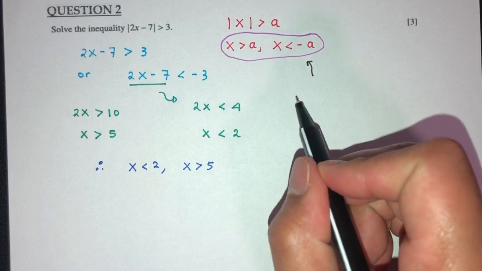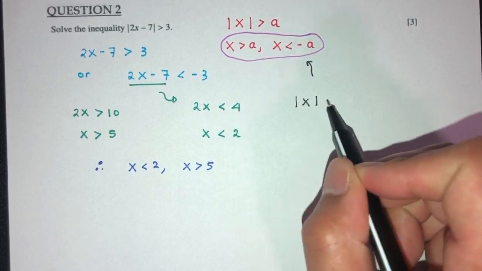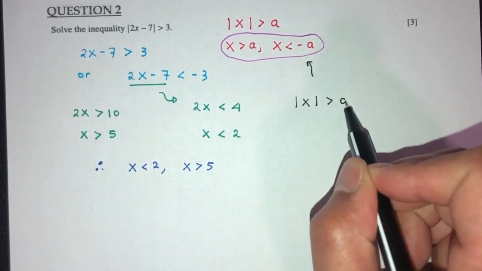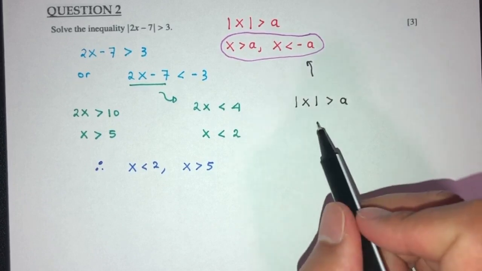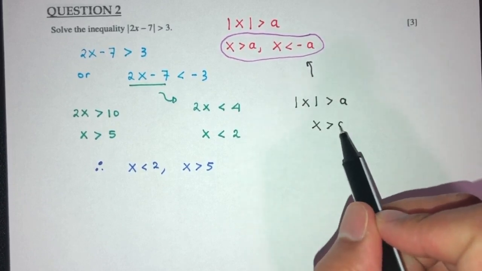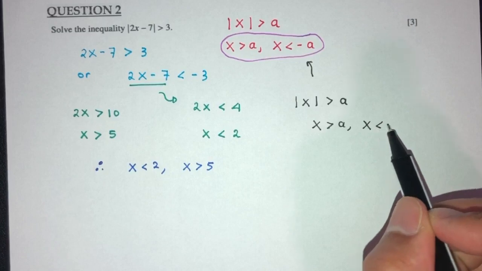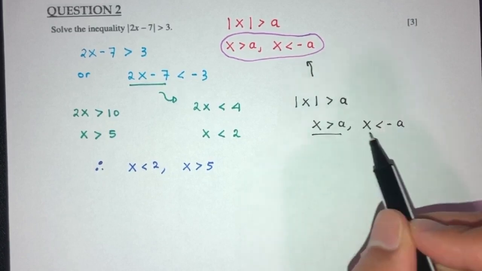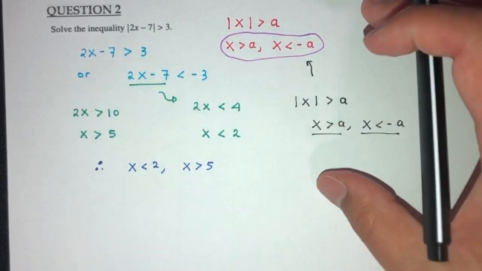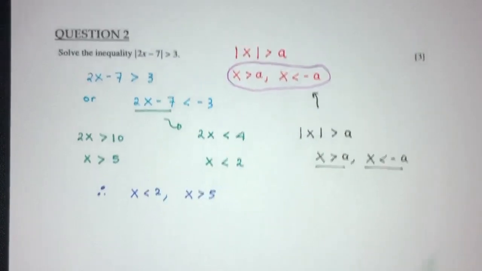We should know that when you have the modulus of something with x is more than a constant, we can break this down as x has to be more than a or x has to be less than minus a. So this is the main point of this question, the principle behind how to solve this for question number 2.